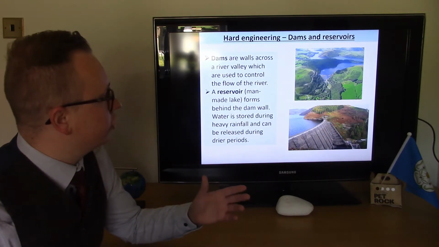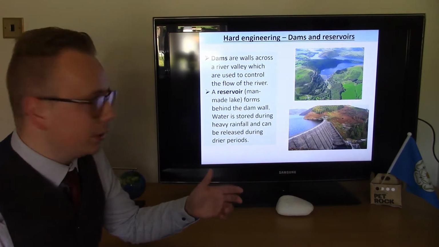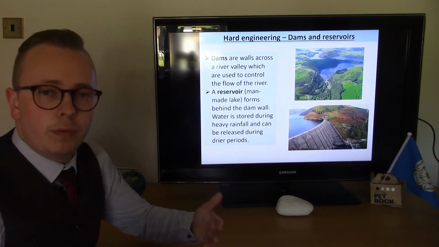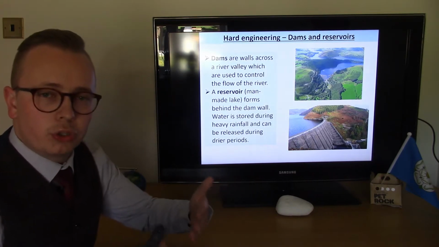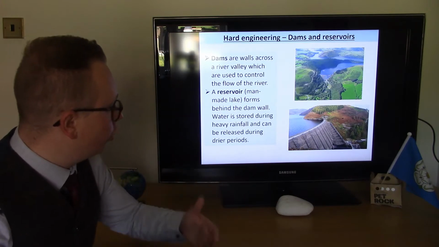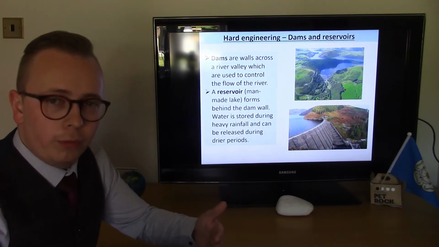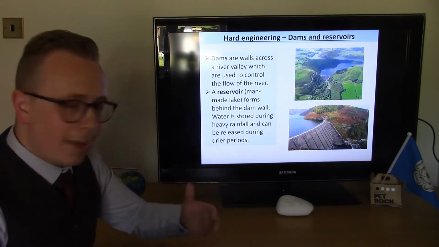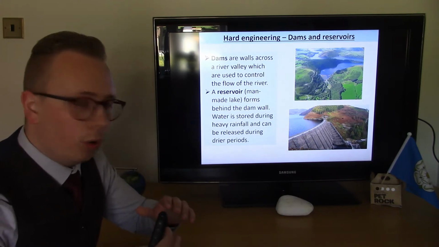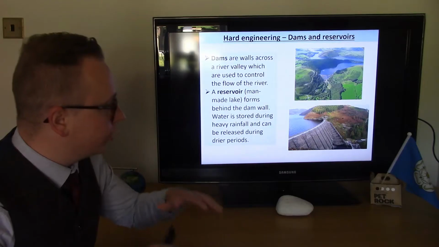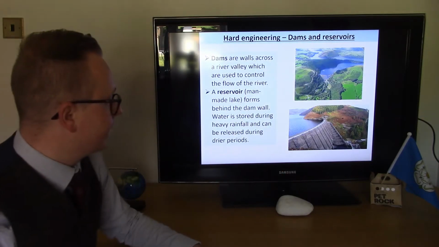So our first strategy are dams and reservoirs. Now a dam is a wall across a river valley. It blocks the river's course and allows us to control the flow of the river. Now in doing so, by blocking off the river, it creates a reservoir, a man-made lake behind the dam wall. And here water is stored, as you can see in these two images here.